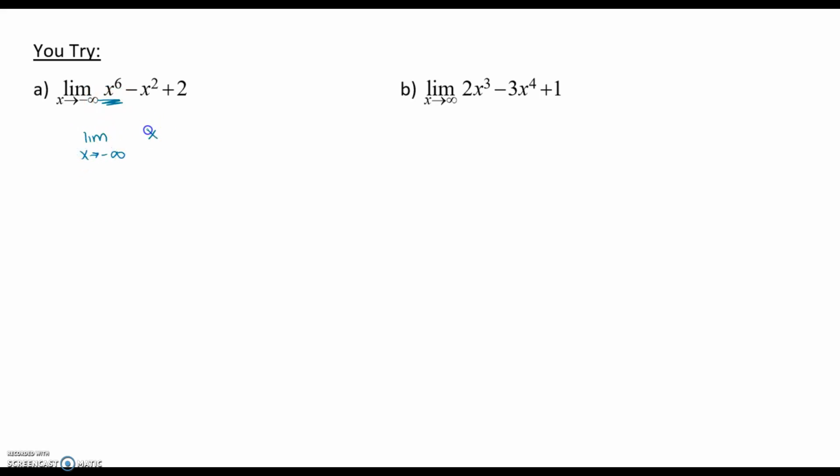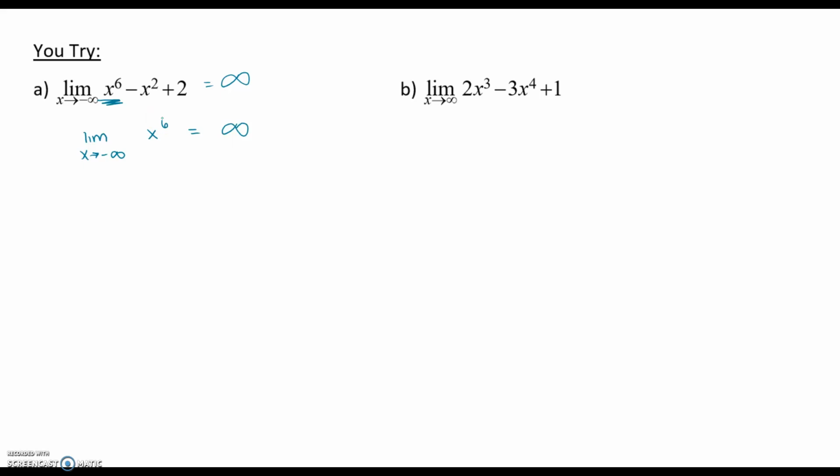And be careful here because this is negative infinity. So if it's going to negative infinity and this is even, it's actually quite simple. It's going to be positive infinity. Now pretend this was odd. Pretend it was a 7, then it's negative. So now let's look over here.